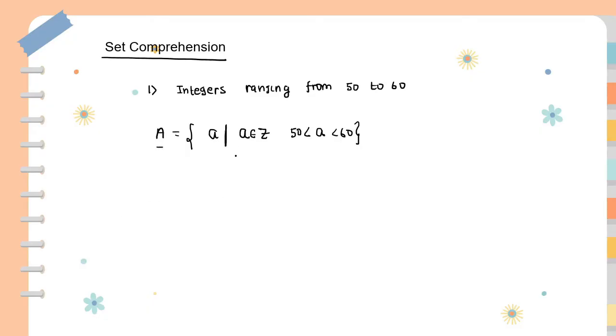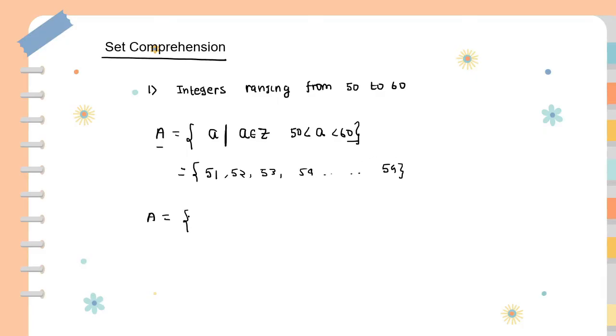So how can we write out this set? First we go through the natural numbers, and the condition is a is greater than 50, so it will be 51. Then it will go 52, 53, 54, and when we reach 59, we have to stop because the next one is not less than 60. Okay.